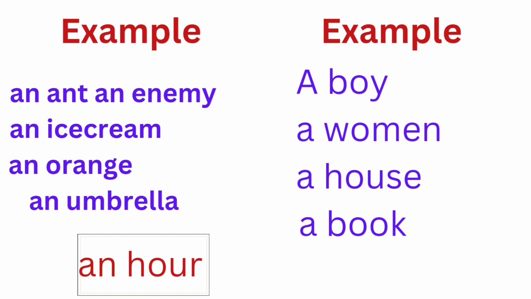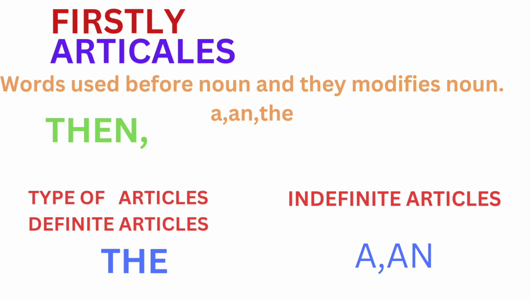Let's look at examples where we use the article a before a word: a boy, a woman, a horse, a book. These all start with consonant sounds. Now let's look into words that start with a vowel letter but the starting sound is of a consonant: a European city, a one rupee note. These all start with a consonant sound, so a is used before these words.